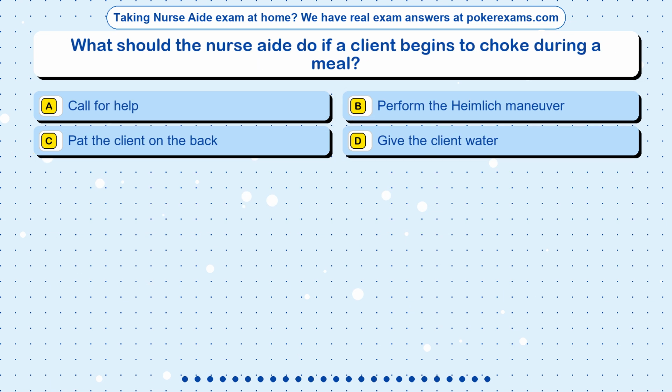Question 16. What should the nurse aide do if a client begins to choke during a meal? Option A. Call for help. Option B. Perform the Heimlich maneuver. Option C. Pat the client on the back. Option D. Give the client water.